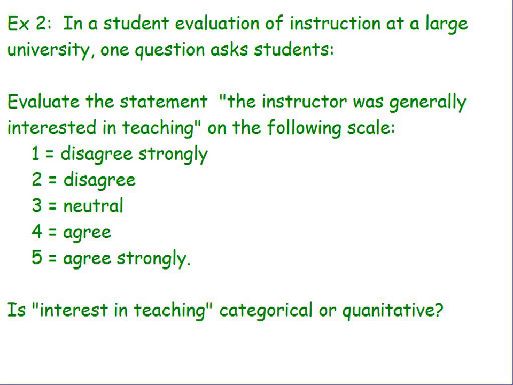Because you're answering with numbers. But the question becomes, do these numbers have a unit that you can attach to them? Disagree strongly? There's no unit for that. It's not like inches or pounds. It's just a statement. So even though people are answering with a 1, 2, 3, 4, or 5, which makes it numerical, because you cannot attach an understandable unit to it, these are categorical. This is a categorical question, and the data that we collect is categorical data.